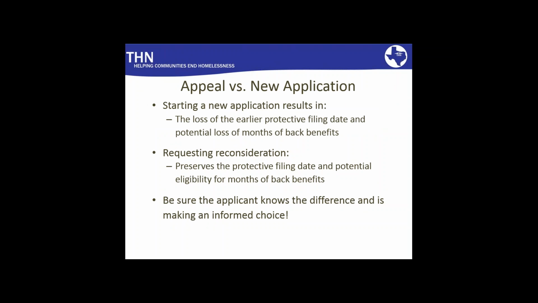So, appeal versus a new application. Starting a new application results in the loss of an earlier protective filing date and the potential loss of months of back benefits. Requesting a reconsideration preserves that protective filing date and potential eligibility for months of back benefits. So that's why we really want to make sure that our client knows the difference between these two and can make a choice. As I was just saying, especially if they're not around when we get a denial, being able to make an appeal for them, and if they know that they need to come back and check in with us on a regular basis, that can be helpful.